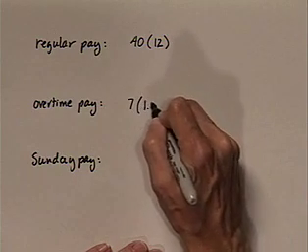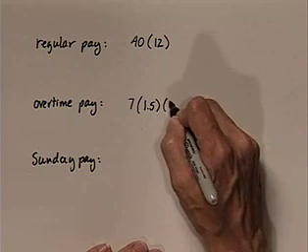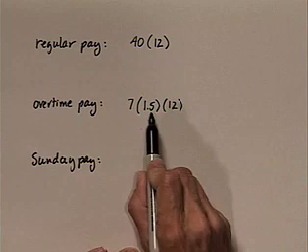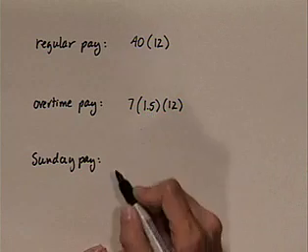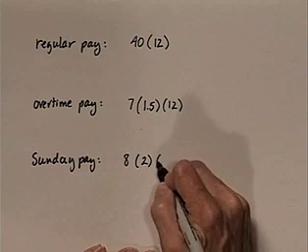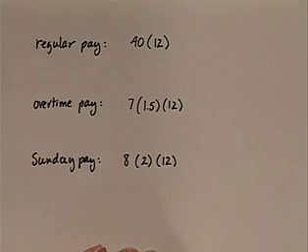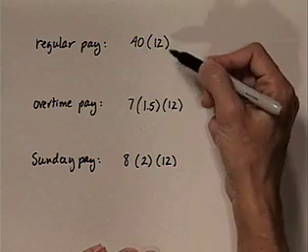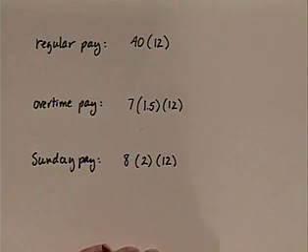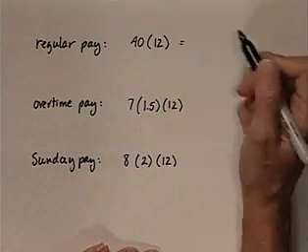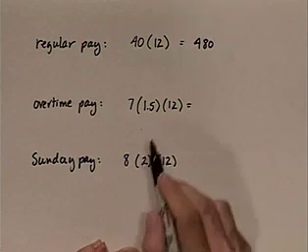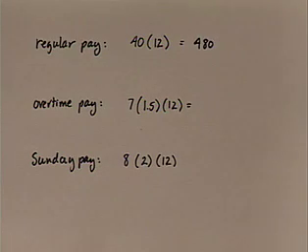So let me multiply that by 1.5 times the $12 per hour. So here's my time and a half. And then the employee worked 8 hours on Sunday, and that's double time, so I'll use a 2 times the regular pay of $12. Well, what we need to do is get these 3 values, sum them together, and that's the employee's pay for the week. Well, this one I can do in my head without too much difficulty. That's $480.